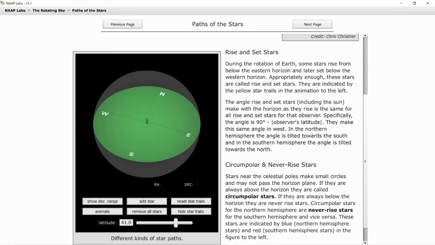The angle rise and set stars, including the sun, make with the horizon as they rise is the same for all rise and set stars from the observer. Specifically, the angle is 90 degrees minus the observer's latitude. They make the same angle in the west. In the northern hemisphere, the angle is tilted towards the south, and in the southern hemisphere, the angle is tilted toward the north.